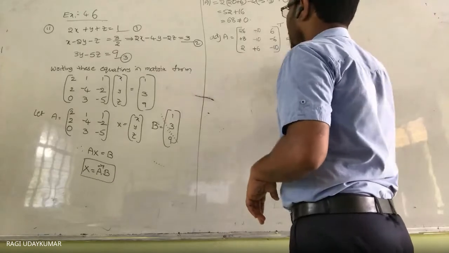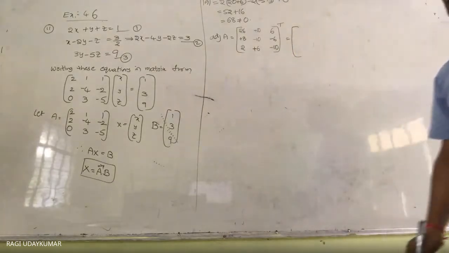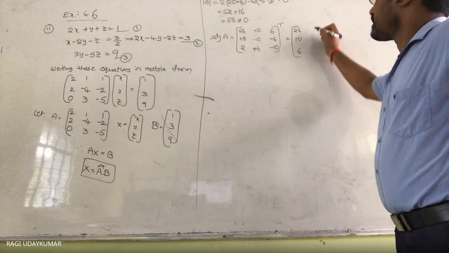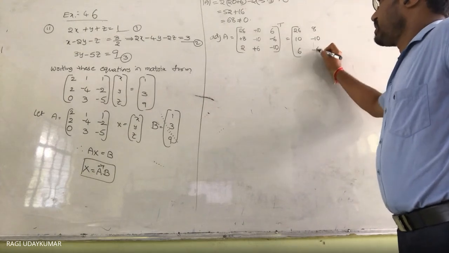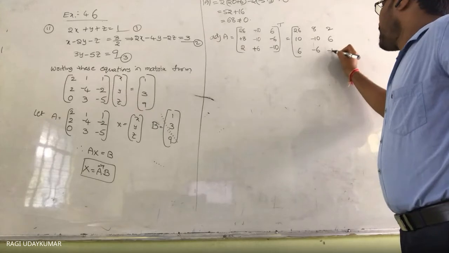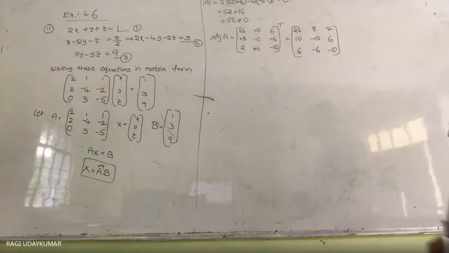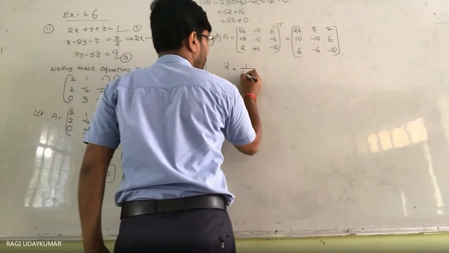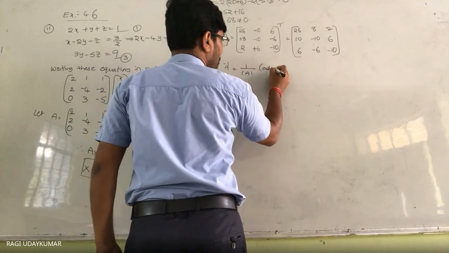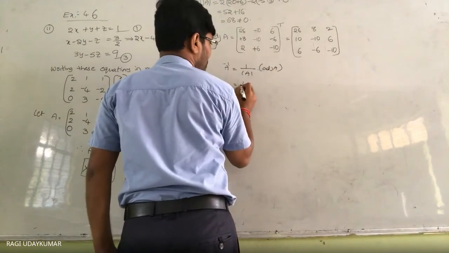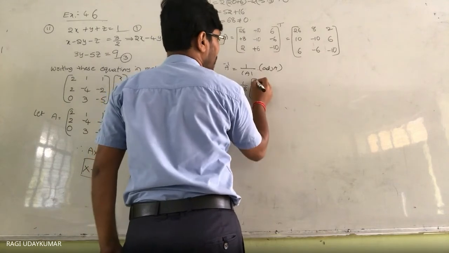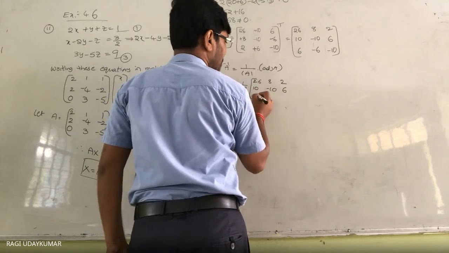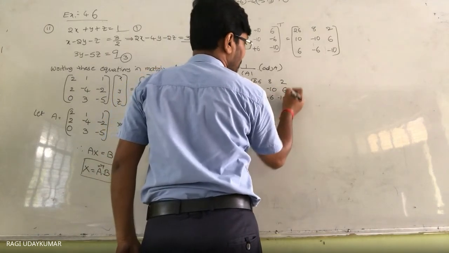Write its transpose. So what are the elements we are going to get here? 26, 10, 6. 8, minus 10, minus 6. 2, 6, minus 10. So therefore A inverse, what we are going to get? A inverse is equal to 1 by determinant of A into adjoint of A. So 1 by 68 into adjoint of A, which is 26, 8, 2, 10, minus 10, 6, 6, minus 6, minus 10.